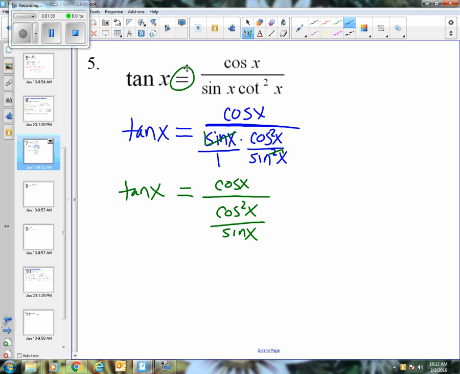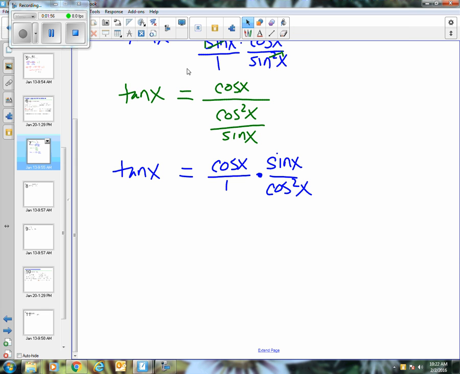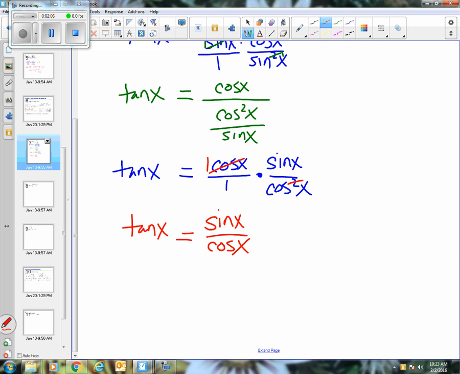Then let's keep going, see what we can do. This is division, so we need to do our dividing. So cosine over 1, always a good idea, times the reciprocal. So it'd be sine over cosine squared. And again, that would be equal to tangent of x. And then let's see what we have here. We can reduce one of the cosines, and we're left with sine over cosine, which is for sure tangent, so we just need our statement of equality.